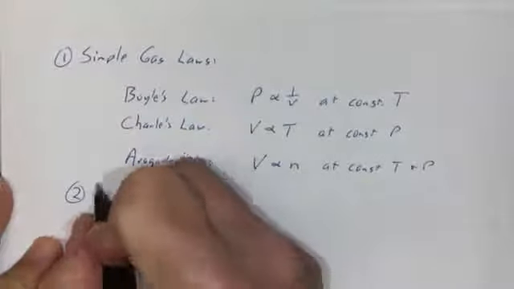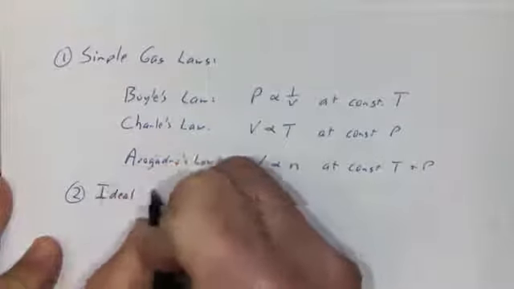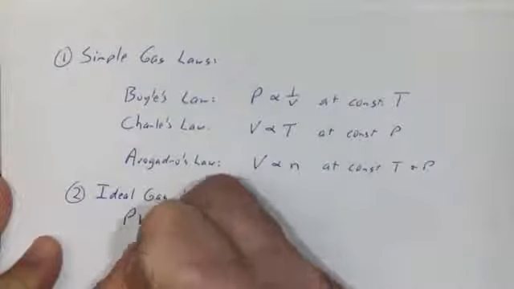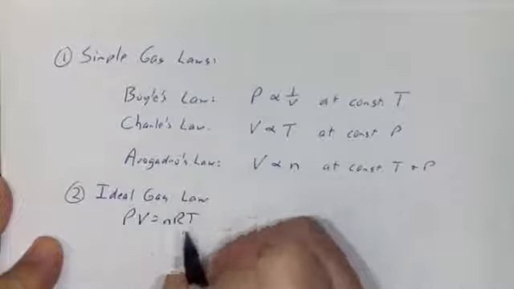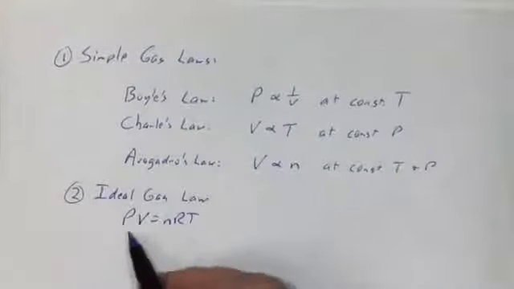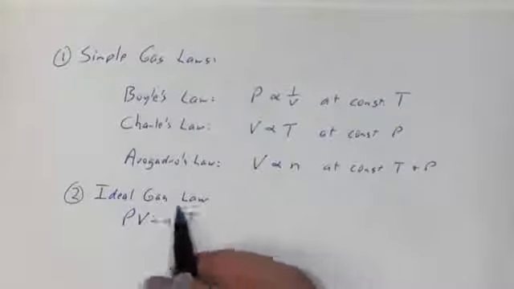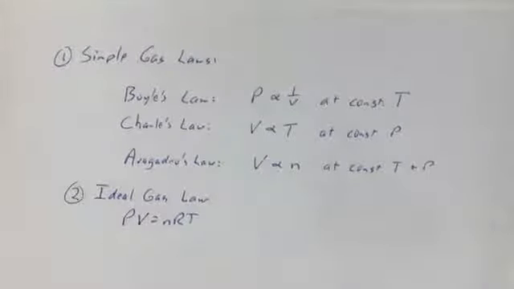Secondly, you need to know the ideal gas law, and we'll be using these. The ideal gas law says PV equals nRT. One way or another, you're given three of the four variables. There are four variables here and one constant. R is a constant. One way or another, you're given three of the four variables and you're asked to solve for the fourth variable.